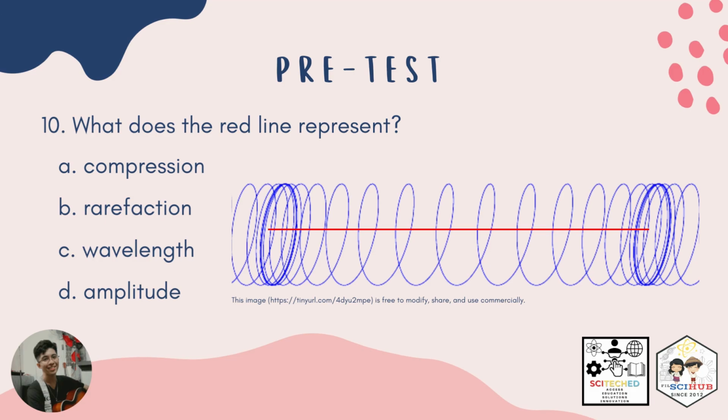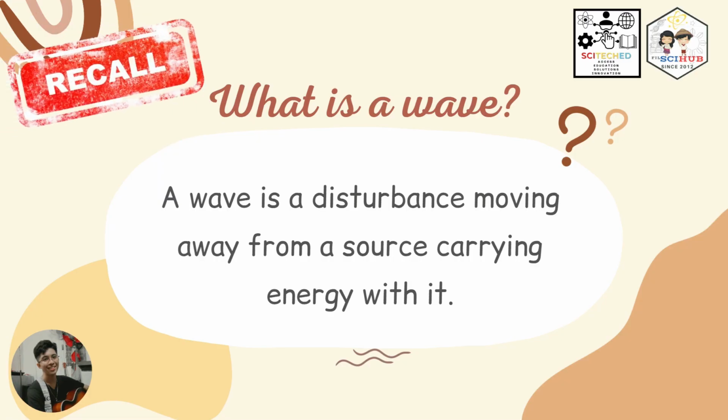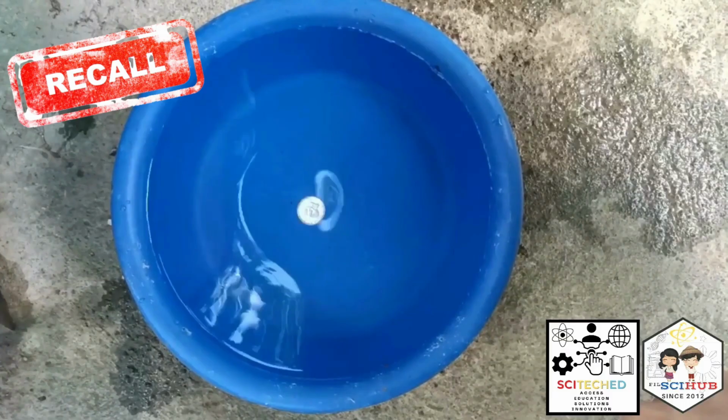Last time we defined what a wave is. We learned that it is a disturbance moving away from a source and carrying energy with it. I demonstrated it using water ripples in a basin. The source of disturbance is the coin I dropped onto the water surface, and the dropping motion transfers energy to the water, which then carries that energy through water ripples going to the walls of the basin.